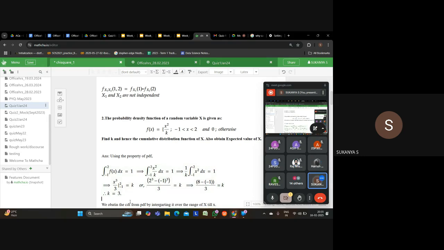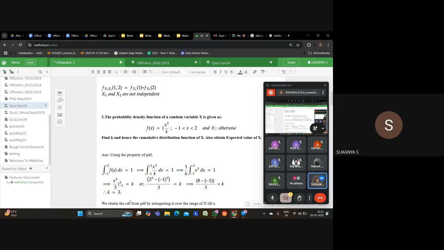Okay, hope all of you have gotten k. We can proceed to the next part. It says to obtain the CDF function. How do you obtain the CDF from a PDF? By integrating. Not by differentiating, by integrating. Integrating is the right option. But then what is the limit to integrate? What is the support of x?